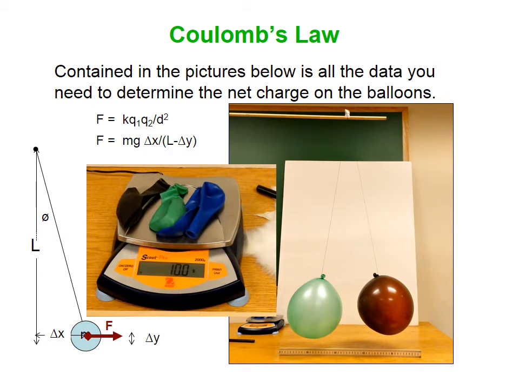Contained in the picture below is all the data you will need to determine the net charge. That's the value of Q. We will need to know the separation distance between the two balloons. There they are. We have a ruler there to give us a scale. We'll need to know the mass of each balloon, the length of the pendulum, and also the rise of the balloon, its displacement vertically as it moves from this center vertical line.